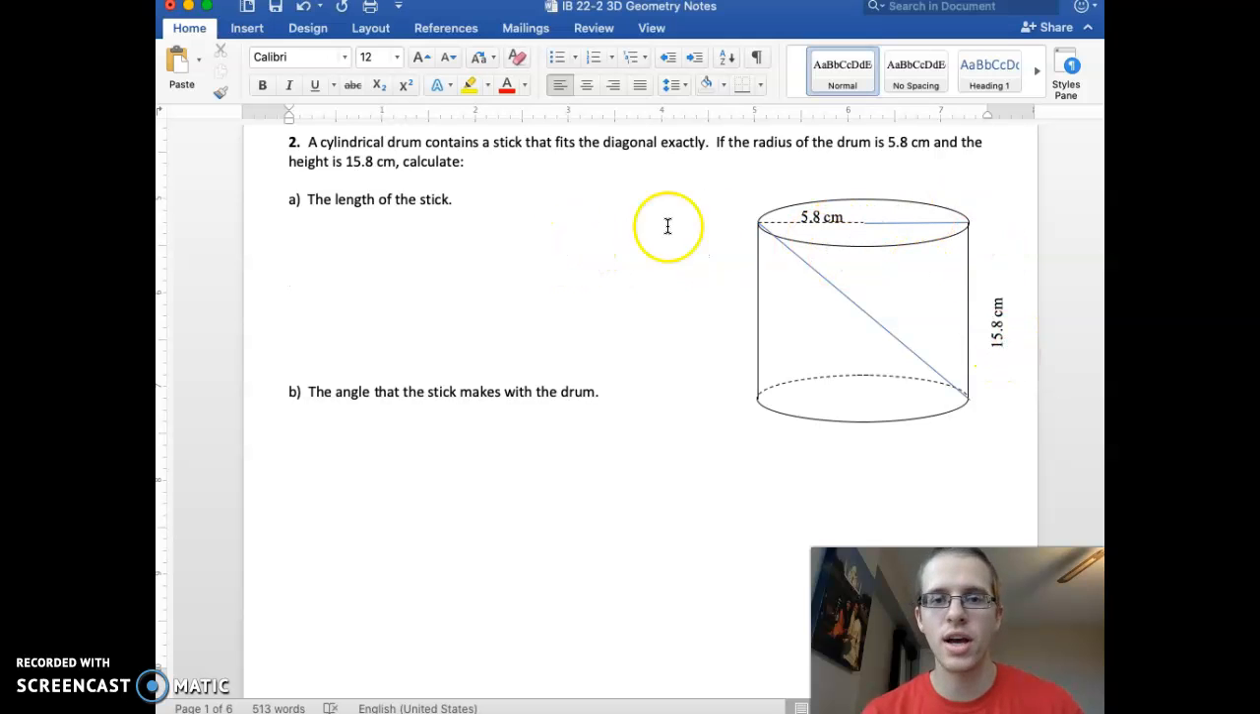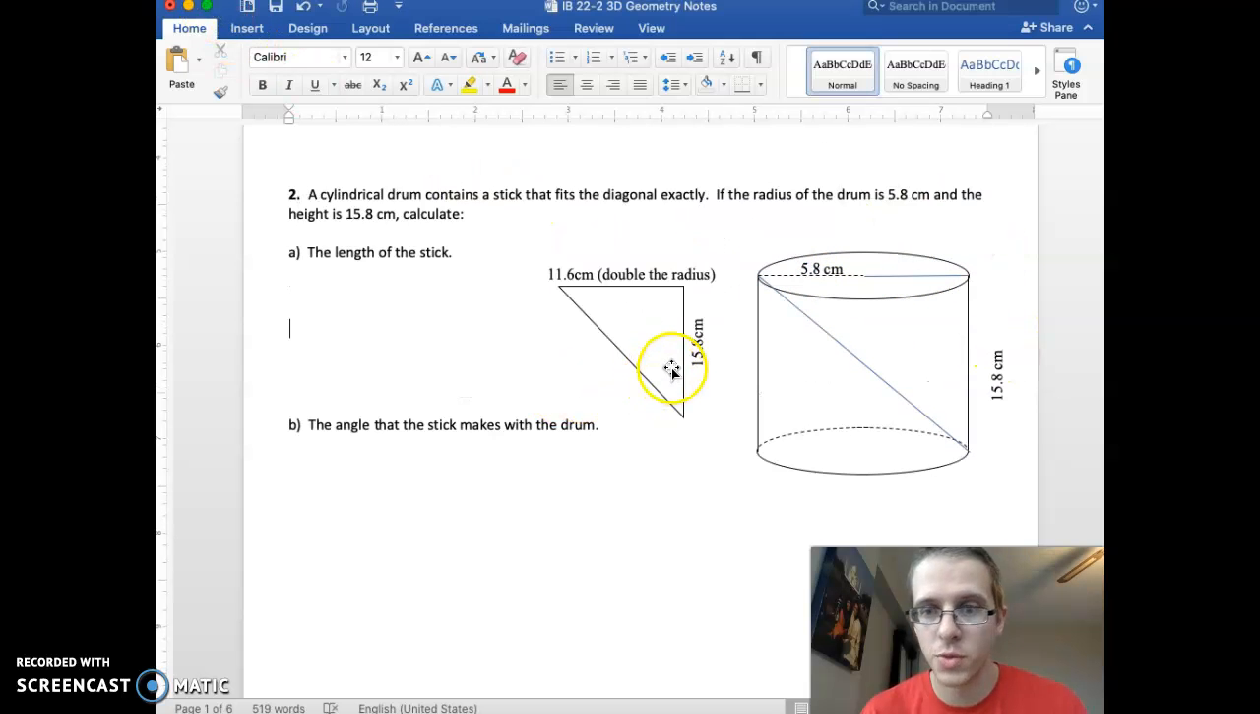I'm going to draw this triangle right over here on the left-hand side. Quick drawing. So I know my height, 15.8, the right-hand side, the top. We have the radius, we double it to get the diameter, 11.6 centimeters, and we want to know the length of this stick right here. Luckily, we know that the top of a can and the side of a can make a right angle. Obviously, in like a can of Sprite or Coke or something, it has an angle, but we're assuming that this is a pure cylinder. It's got a right angle up here.